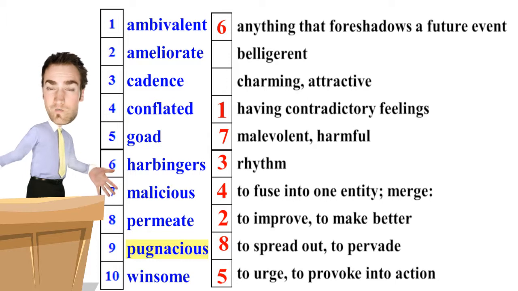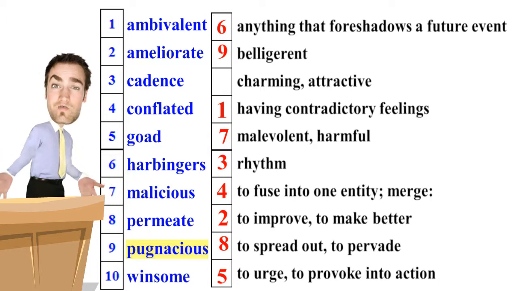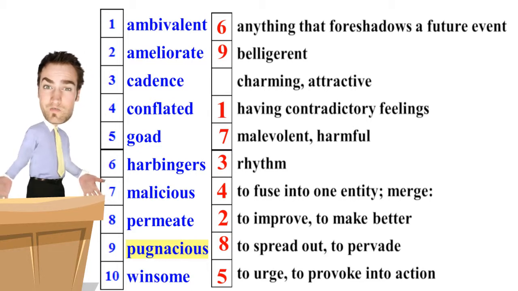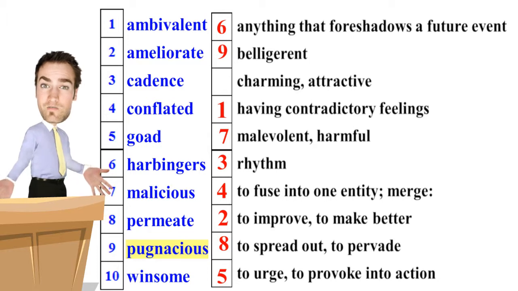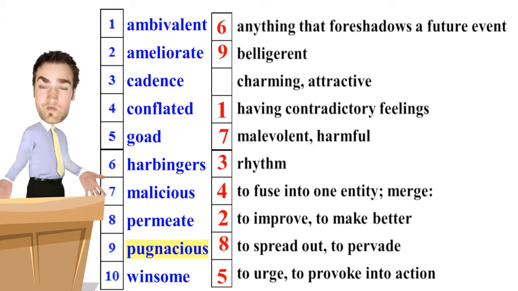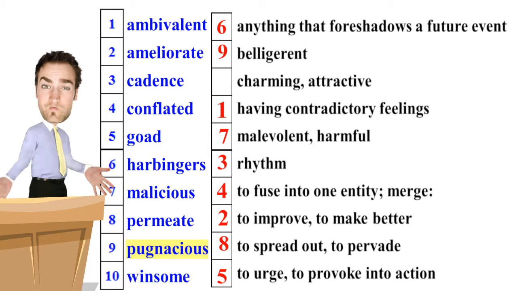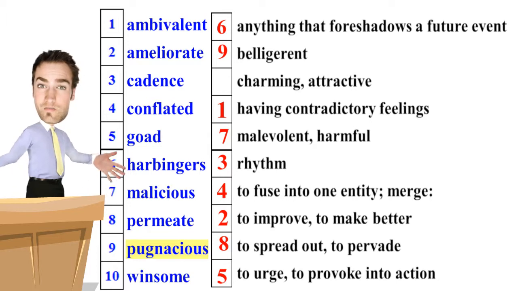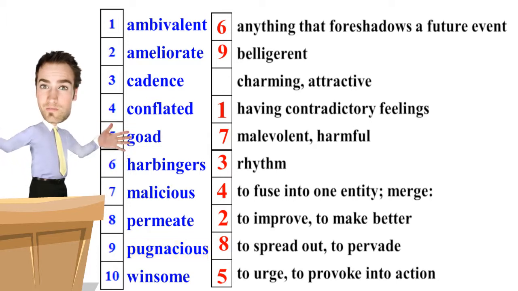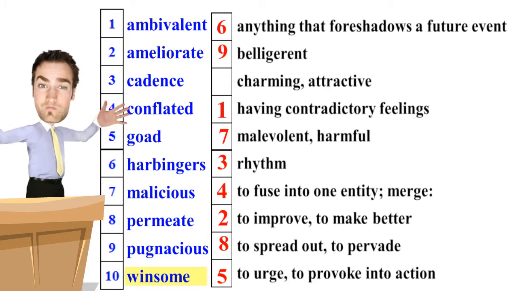Pugnacious should be paired up with the second from the top, belligerent. Belligerent, again, is a fancy word for warlike. Bella was a Latin word for war. So pugnacious and belligerent are very similar words. They both indicate you're warlike or fighting, although pugnacious does not necessarily have to do with anything about war, and belligerent generally does. Our last word is winsome.